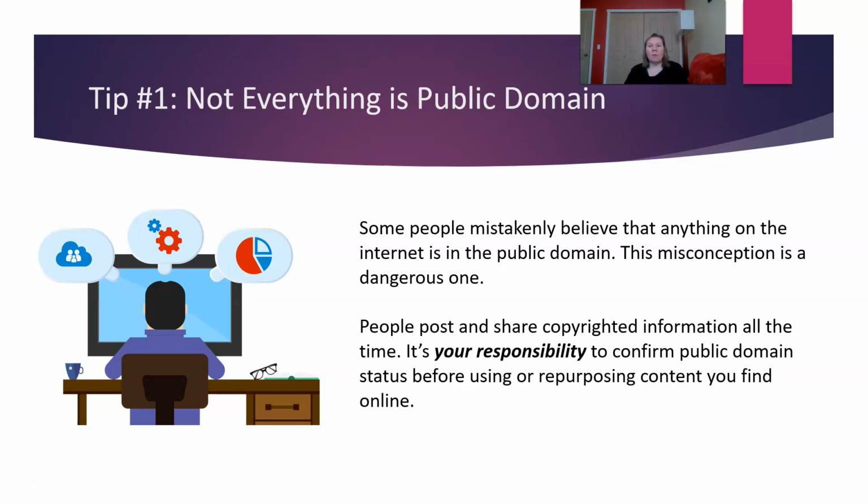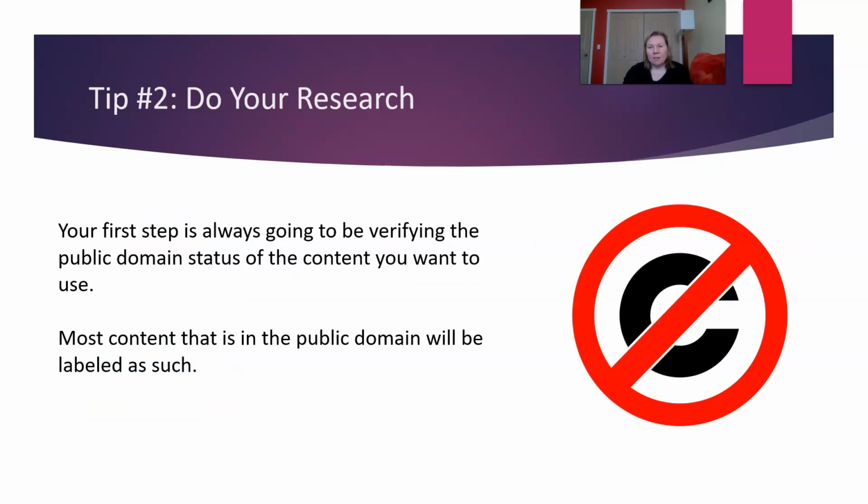So for example, for the most part, works published before 1923 in the United States are in public domain. And people who've released things into public domain after that, that's public domain. A lot of government content is public domain. So you just want to have a working knowledge of this so you can take advantage of the content. So your first step is going to be verifying the public domain status of the content.